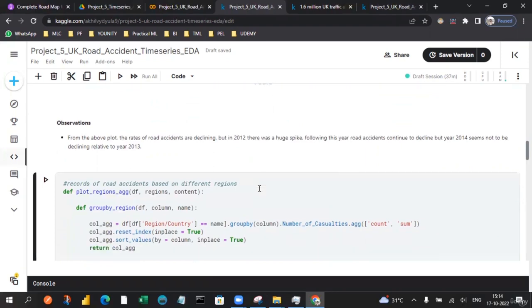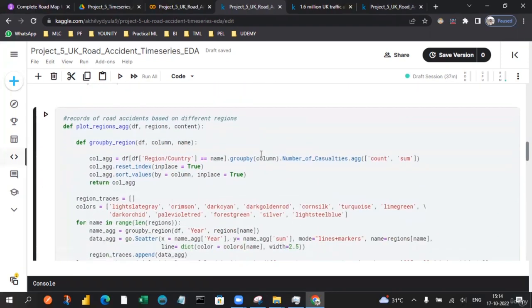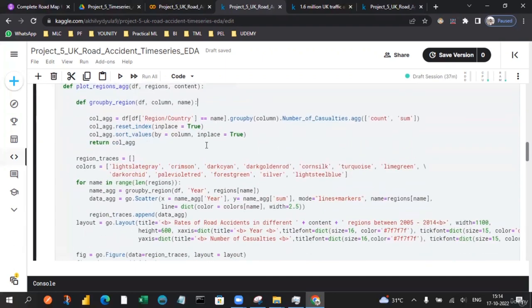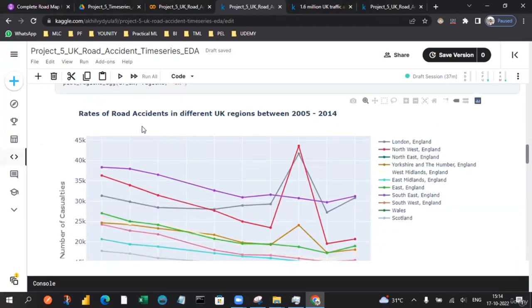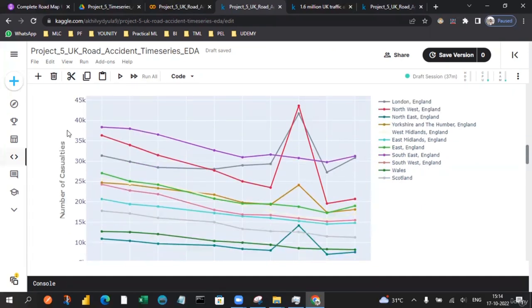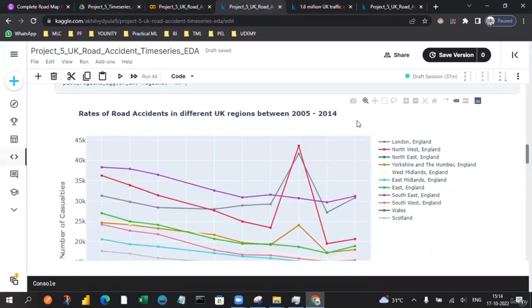So let's figure out what exactly the records are for the different regions here. I'm extracting from the data frame, going with the features for region and country so that we can identify the number of casualties, counting the sum with a group by. These are the different rates of road accidents in the UK. You can see London has the gray color, and the red color is the northwest.